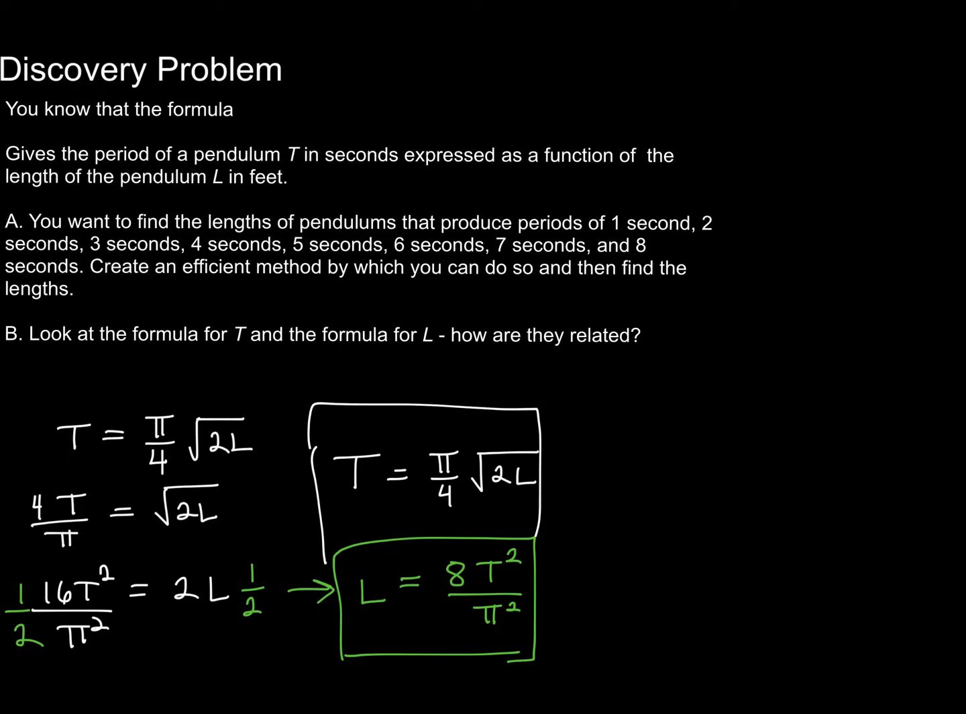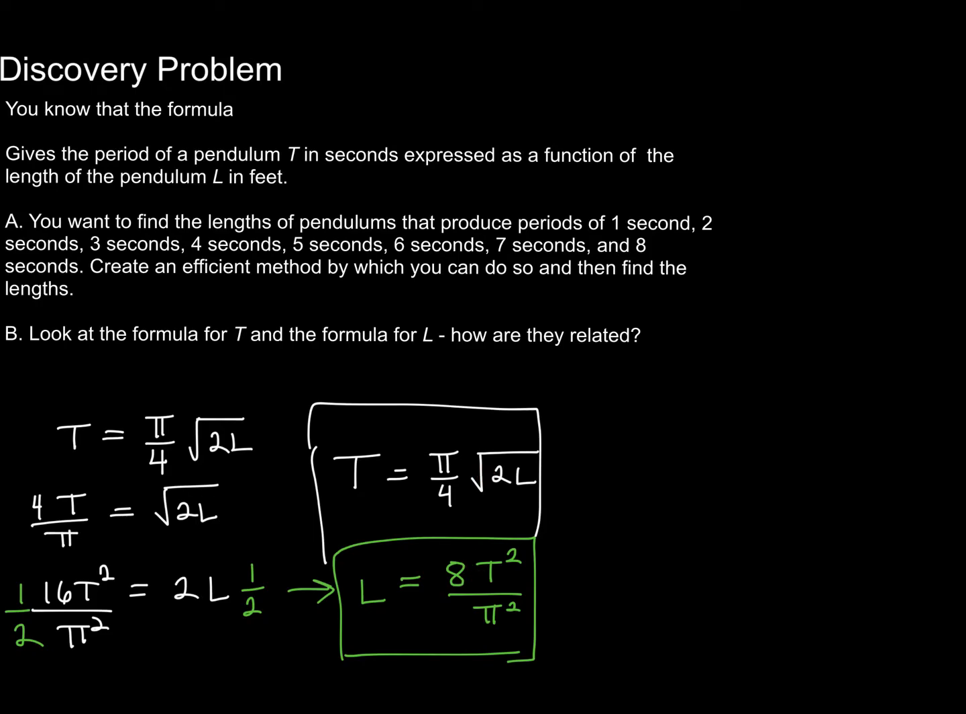Well, let's take a look. So t is what type of function? It is a radical function because I am taking the square root of the input variable L. L is not a radical function. L is a function of t that is being squared. So this is a square function, or what we call a quadratic function.